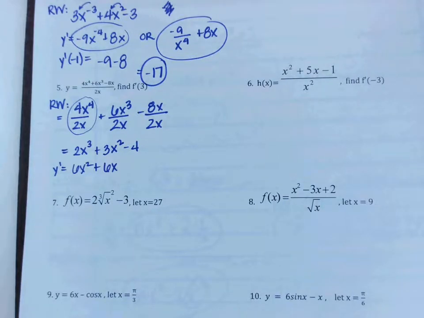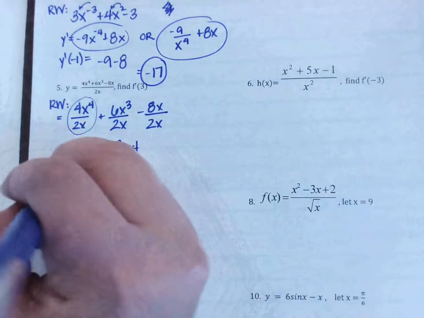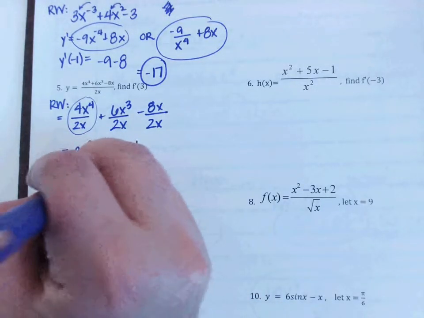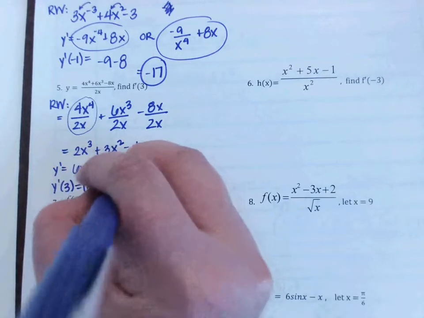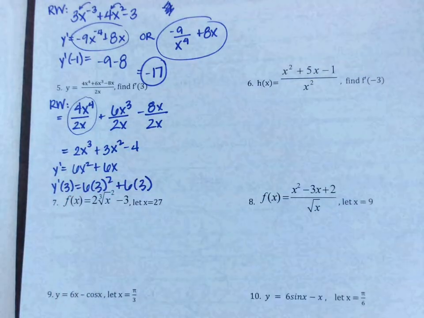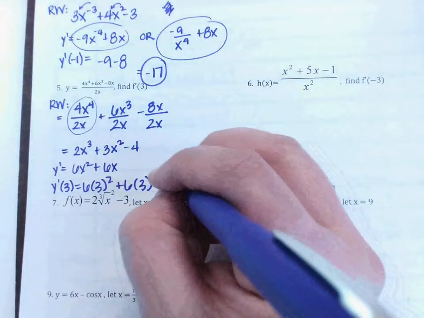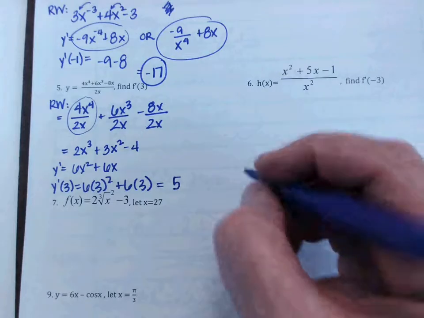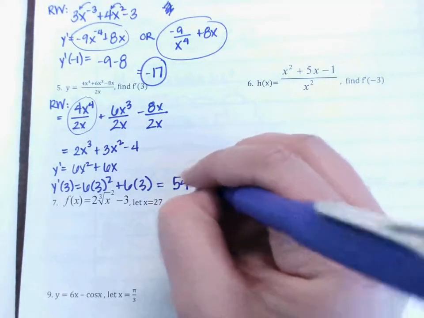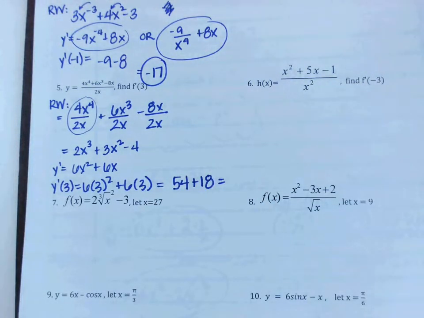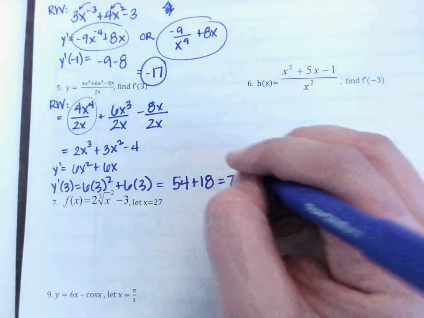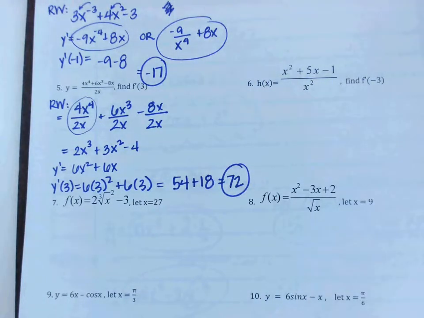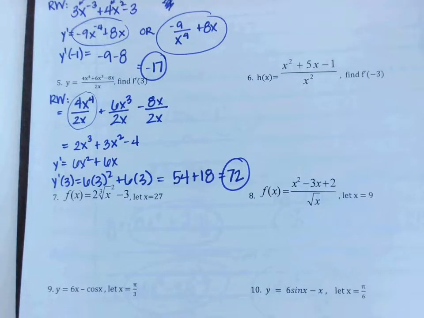Very good. Then from there, I'm going to plug in my value, which is 3. So y prime of 3 equals 6 times 3 squared plus 6 times 3. 3 squared is 9. 9 times 6 is 54. Oh, and then the second one is 18. Okay, cool. And then from there, add it up, what do we get? Perfect. And then last one was 9, right?